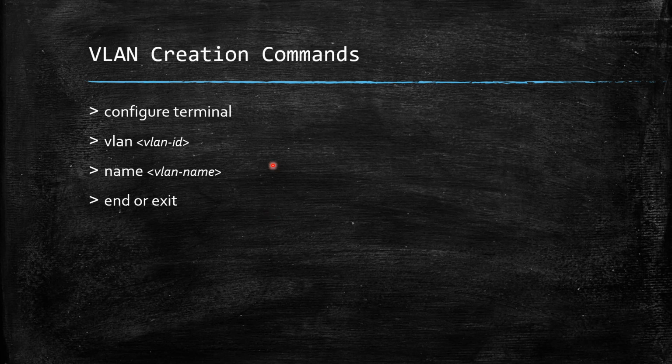We have covered all the theory discussion that is required before going on to VLAN creation commands. These are the sequence of commands that you need to enter for creating a VLAN on Cisco switches. We'll demonstrate the commands in CPT. So let's get started.